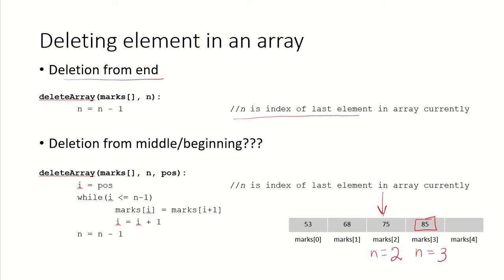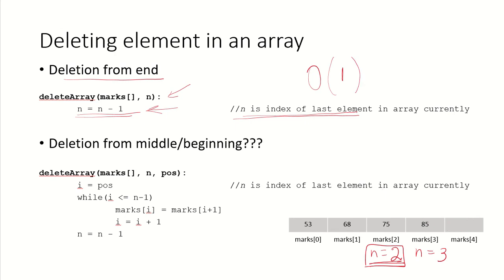So if we are maintaining an index of the last element, then we simply have to decrement that index. And we are keeping track of this value, that the last element is present at this index. So in that case, even if any other value is present over here, it would be treated as garbage values. So in this case, we simply have to decrement the index of the last element by 1, and the time complexity would be constant time, order of 1.